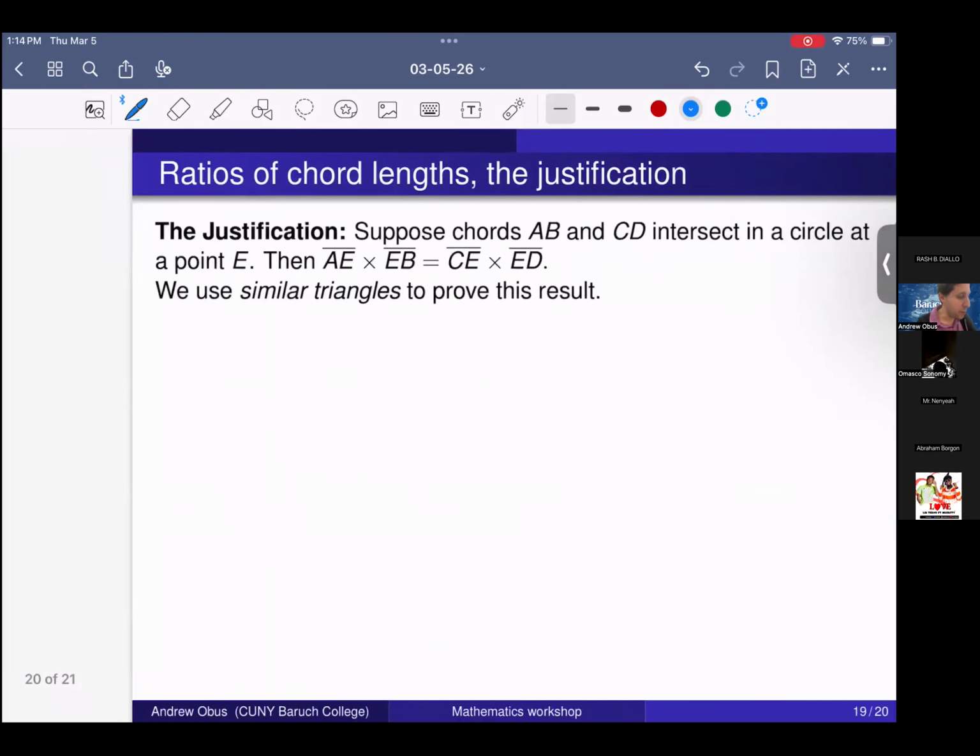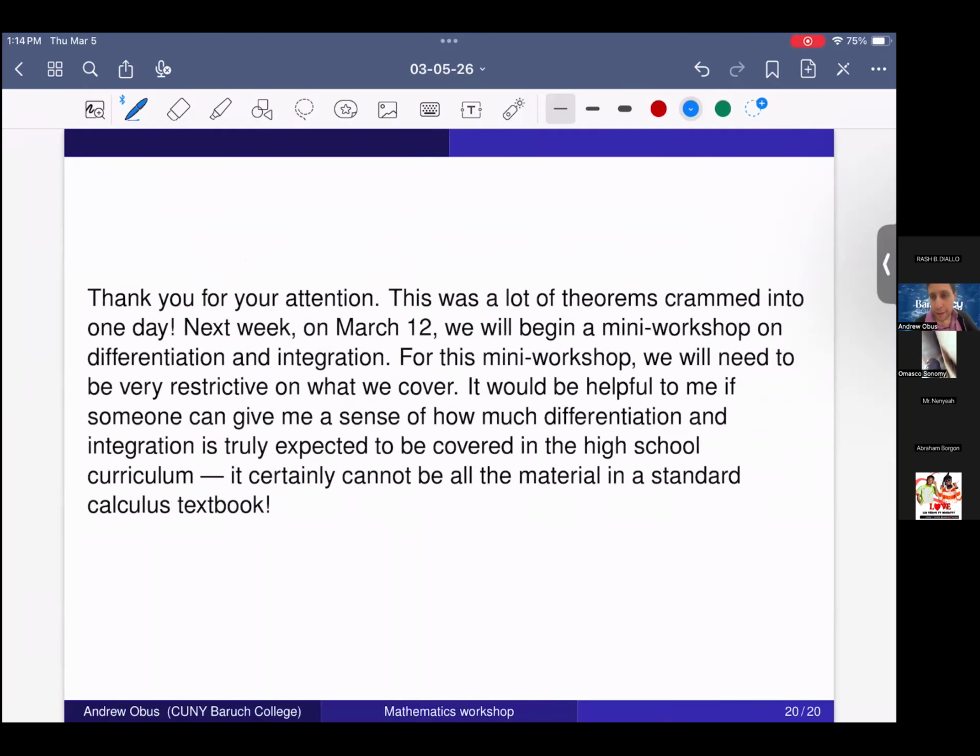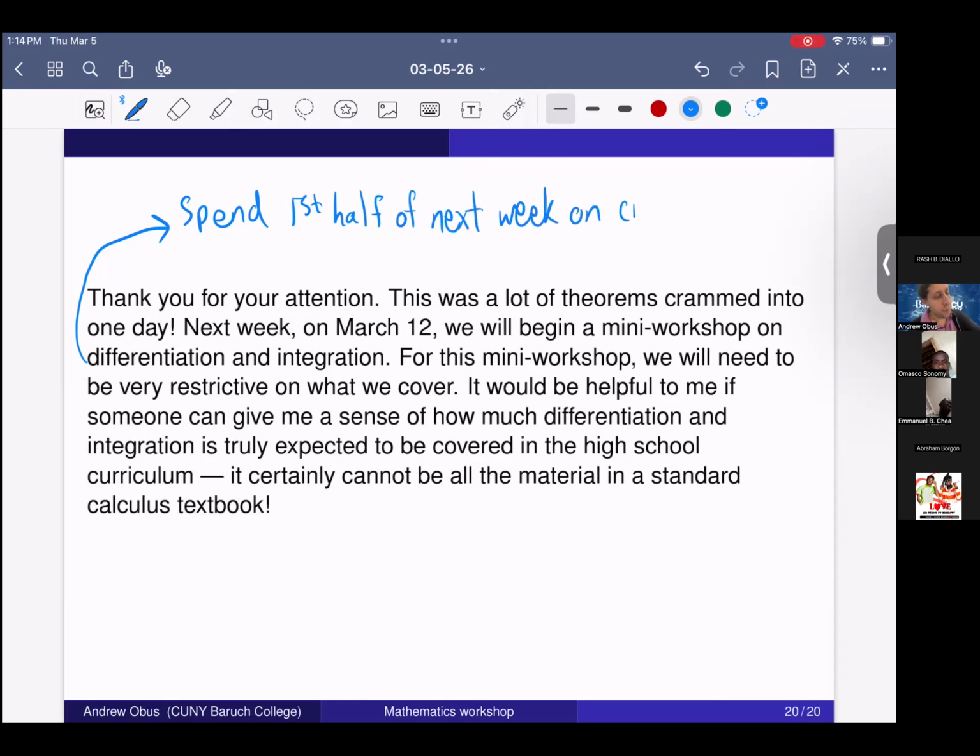So we'll skip these slides and do them next time. I do have to finish up. There are a lot of theorems in one day. Next week, it says we'll begin a mini workshop on differentiation and integration. We're going to spend the first half of next week on circle theorems. Then we're going to do differentiation and integration.